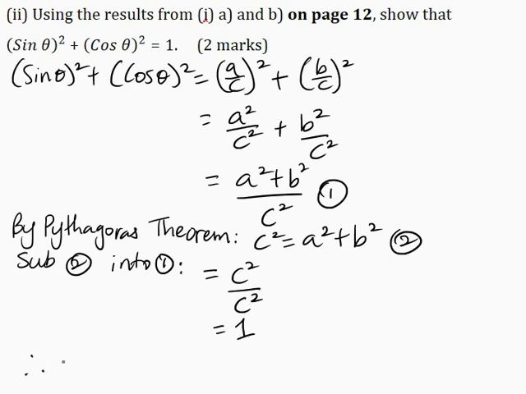So therefore, sine theta squared plus cos theta squared is equal to 1. QED.